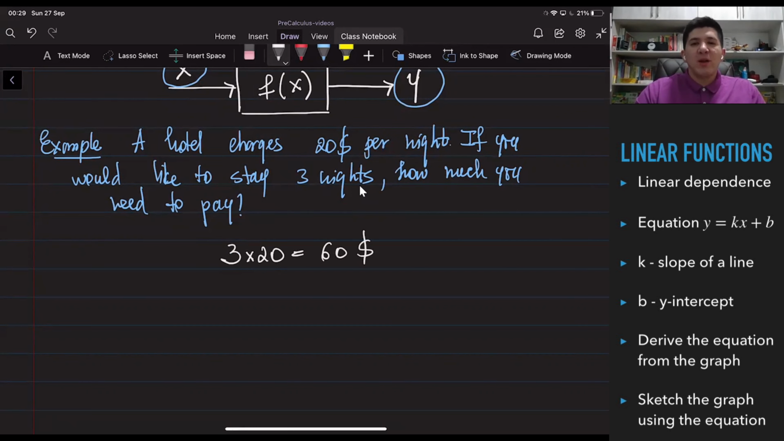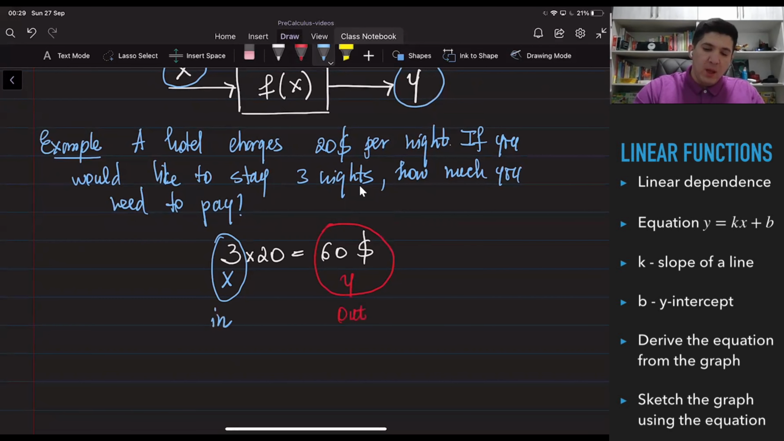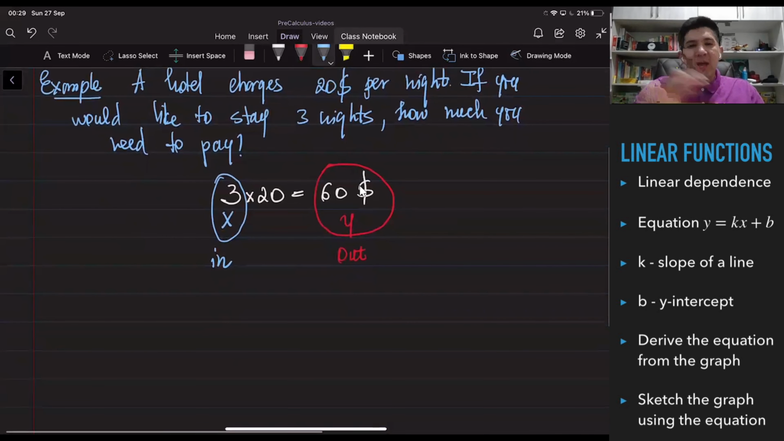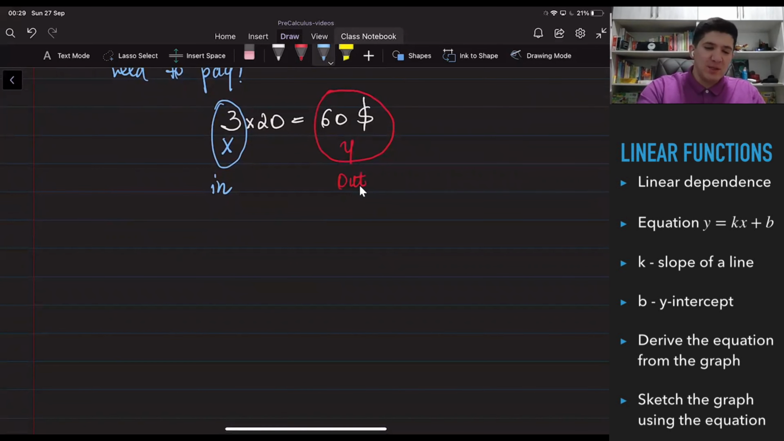Now what I would like to do is change this input. In our case, x is the number of nights which I would like to stay in this hotel, and that is going to be my input. And the output is the amount I need to pay for this. What I would like to understand is, if I change the input, how is the output going to change? In order to do this, let's create a table.